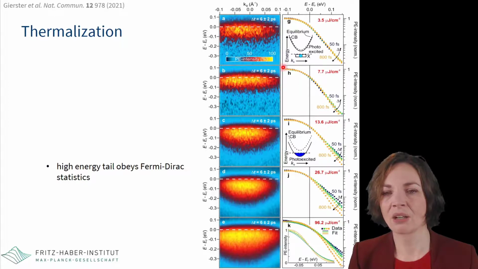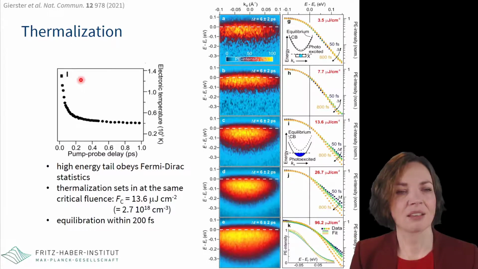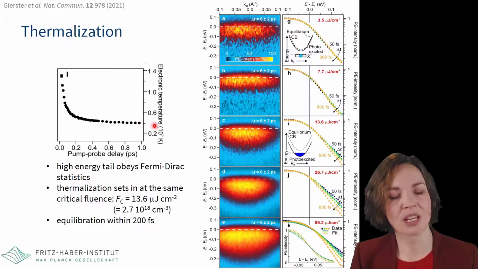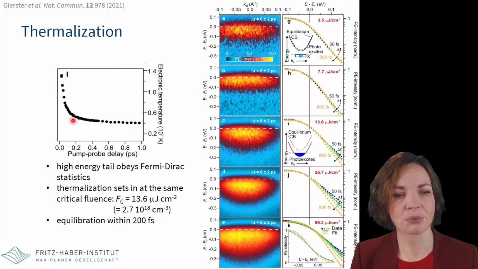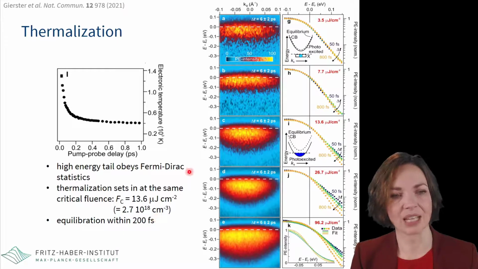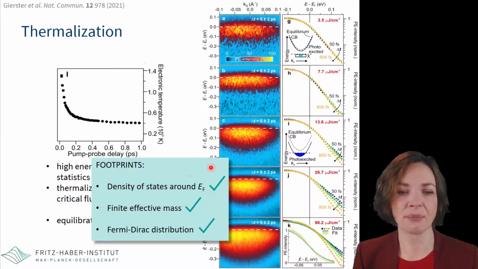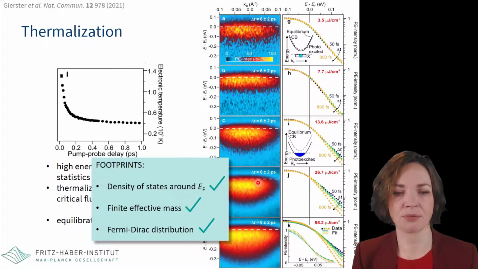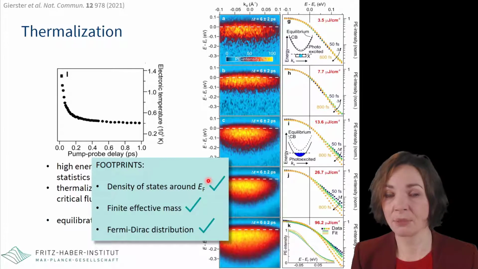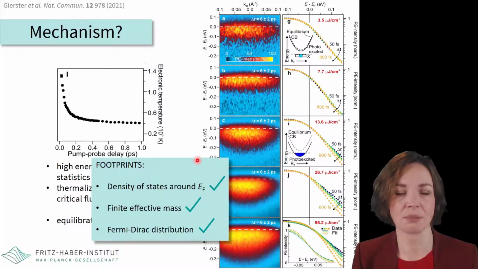And as long as we are observing a localized electronic signature, there is no thermalization. However, once the electrons delocalize, the system thermalizes, and we can extract the electronic temperature evolution as a function of pump probe time delay, and the equilibration with the lattice has happened within the first 100 or 200 femtoseconds. So we have observed all three footprints of a metal: density of states just below the Fermi energy, a finite effective mass, Fermi-Dirac statistics. But what is the mechanism behind this?